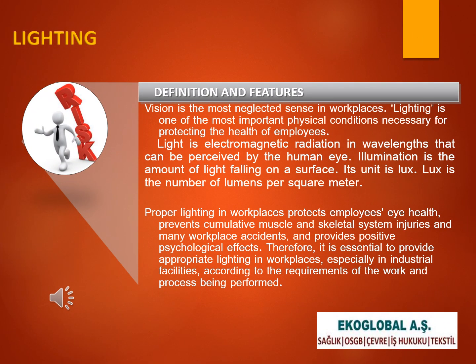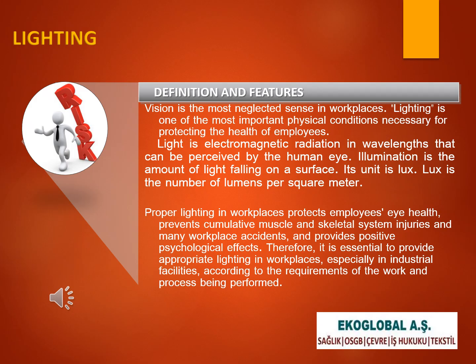Lighting. Definition and features. Vision is the most neglected sense in workplaces. Lighting is one of the most important physical conditions necessary for protecting the health of employees. Light is electromagnetic radiation in wavelengths that can be perceived by the human eye. Illumination is the amount of light falling on a surface. Its unit is lux. Lux is the number of lumens per square meter.